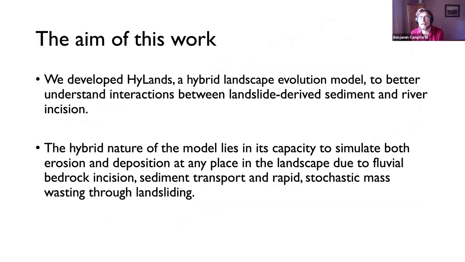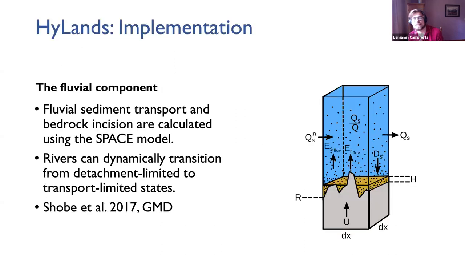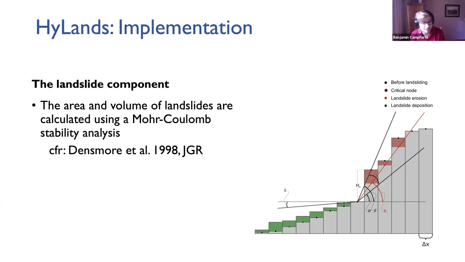Highlands is a hybrid landscape evolution model which does simulate the interaction between landslides and sediment dynamics. It's hybrid in the sense that it combines both fluvial processes and landslide processes at every point in the landscape. It consists of two components. There's a fluvial component based on work published by Charlie in 2017 in GMD. The river model simulates rivers so that they can dynamically switch between detachment limited incision and transport limited states. The second component is landslides, and we simulate the area and the volume of landslides using the Mohr-Coulomb stability analysis.